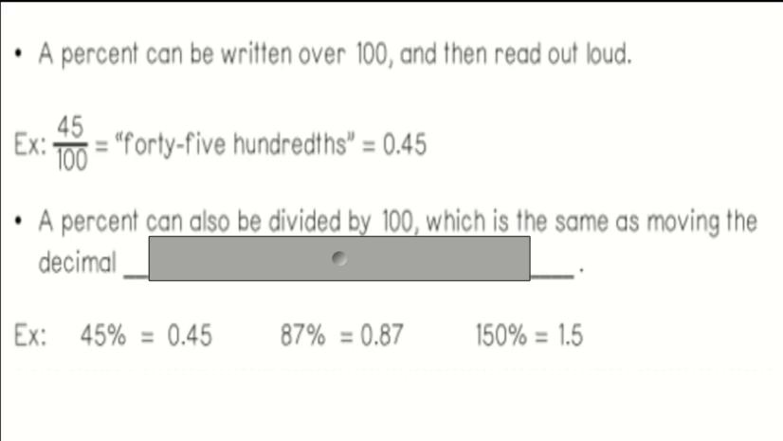All right, so moving on then. To change from percentages to decimals, decimals to percentage. So a percentage can be written over 100 and then read out loud. 45 over 100, just like the one we had before, that we got 45 hundredths. That's 0.45. Percentages can also be divided by 100.